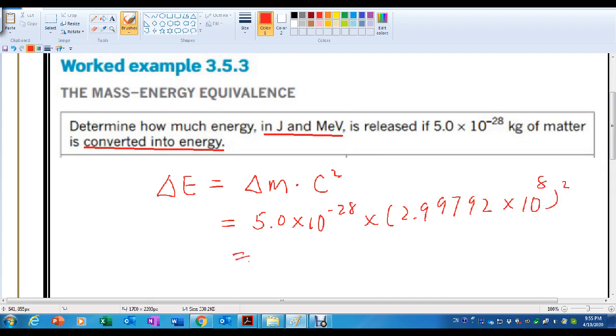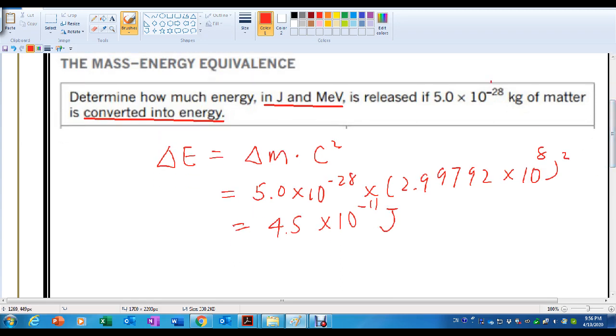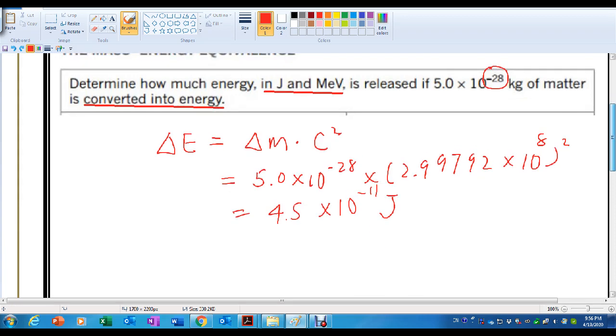And let's see if we calculate this one. If the calculation is right, you will have this. So you see the mass is such a small mass and the energy is still small, but it's 10 to the power minus 11. When you compare with minus 28, minus 11 is much bigger, right? But that's in joule. Can we convert that into megaelectronvolt?